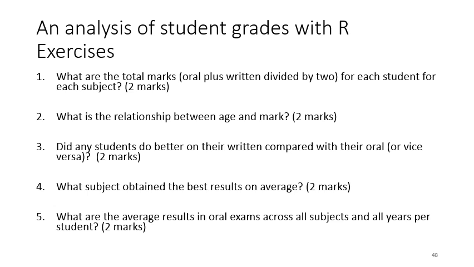And then the 5th question here is, what are the average results in all exams across all subjects and all years per student? So I want the average result per student. So each student, so 1, 2, 3 on the x-axis, and then the average result again between 0 and 100 on the y-axis.